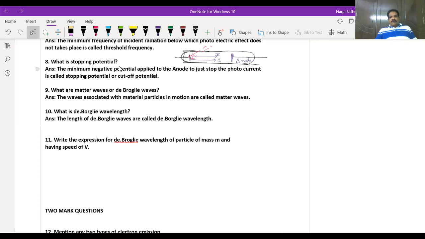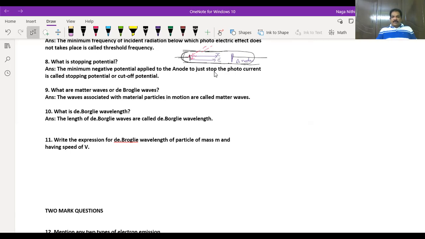Okay. Now what will happen? If you give negative potential to this anode, then it will repel the electrons. So they won't reach the anode, though they are coming from the cathode when light is incident on it. Electrons are coming, but those electrons are not reaching the anode because we are giving negative potential to the anode.